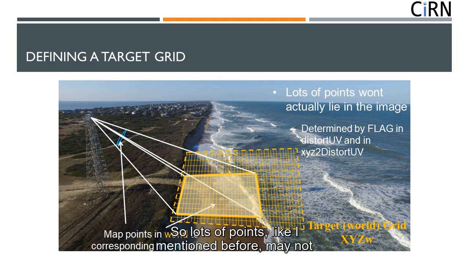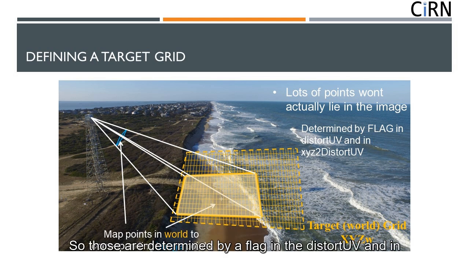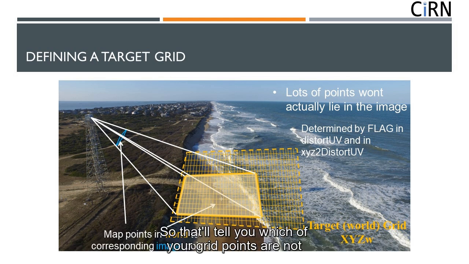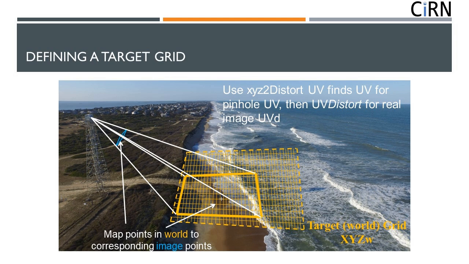So lots of points, like I mentioned before, may not actually lie in the image. Those are determined by a flag in the distort UV and XYZ to distort UV. That'll tell you which of your grid points are not actually in your image. And so this is giving you the sequence of the functions that you can call. You use XYZ to distort, and then you can use UV distort to get the actual distorted image pixel locations.